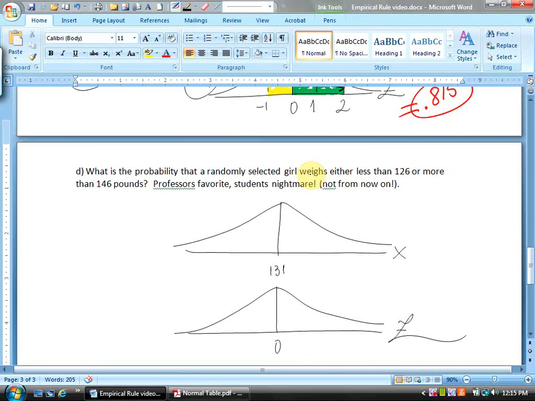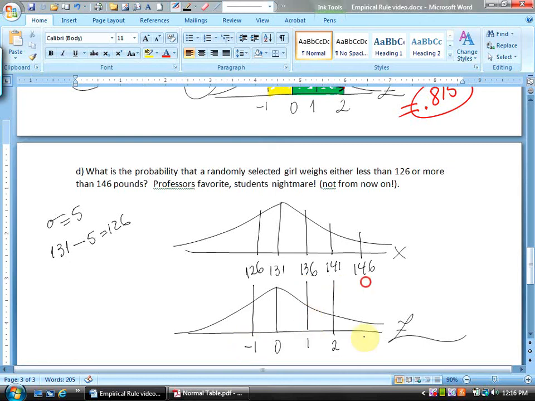So it's either less than 126. So let's go here. We go down 1 standard deviation. If you forgot, we're going down because the standard deviation is 5. Okay, and we are at 131, but we're going down 5. So we're going down to 126 if you forgot. Now we go up 5, we get to 136, and 5 more we get to 141, and 5 more we get to 146. Note, let's mark the z values for these numbers. -1 here, this is 1 standard deviation, this is 2, and this is 3.